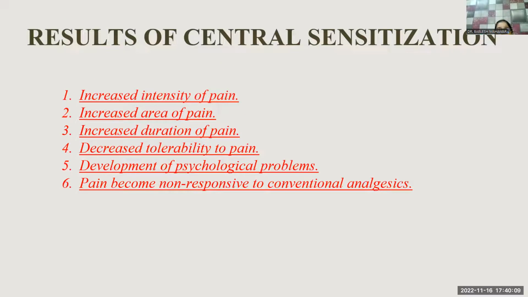So now, after learning from all these factors of central sensitization, which is the effect of central reorganization and neuroplasticity, what happens is that there is an increase in the intensity of pain, an increase in the area of pain, an increase in the duration of pain, and a decrease in tolerability to pain. Tolerance becomes lower and the intensity becomes higher. Development of psychological problems also, everything is interlinked, and the pain becomes non-responsive to the conventional analgesic. That is why it is much more difficult to treat neuropathic pain rather than nociceptive pain.